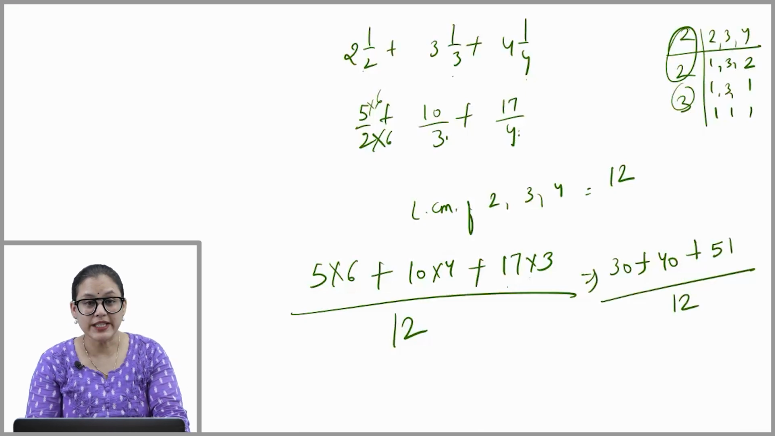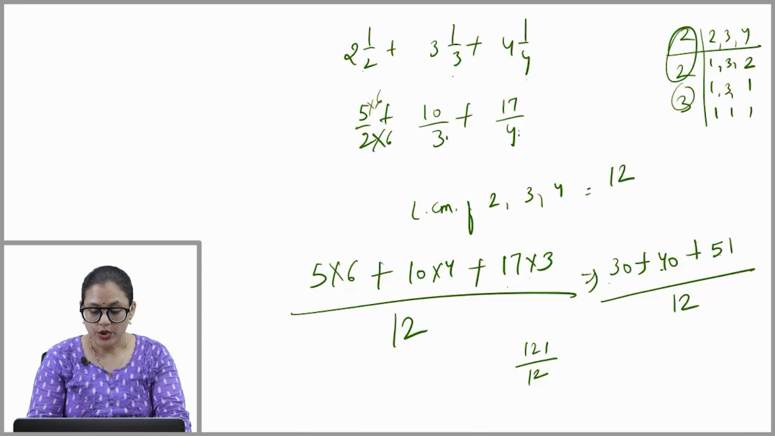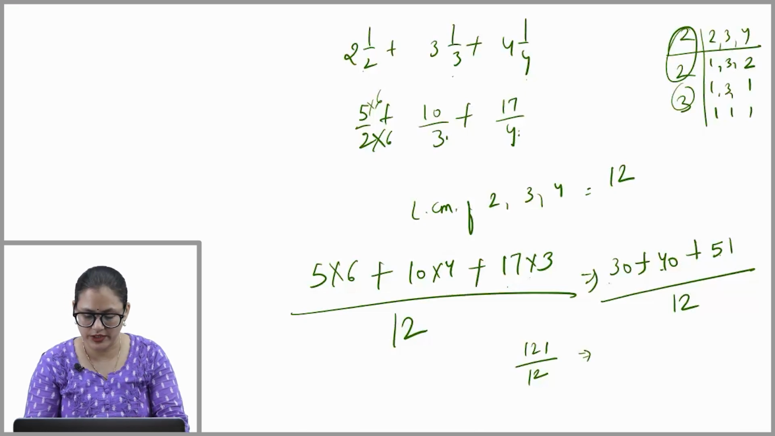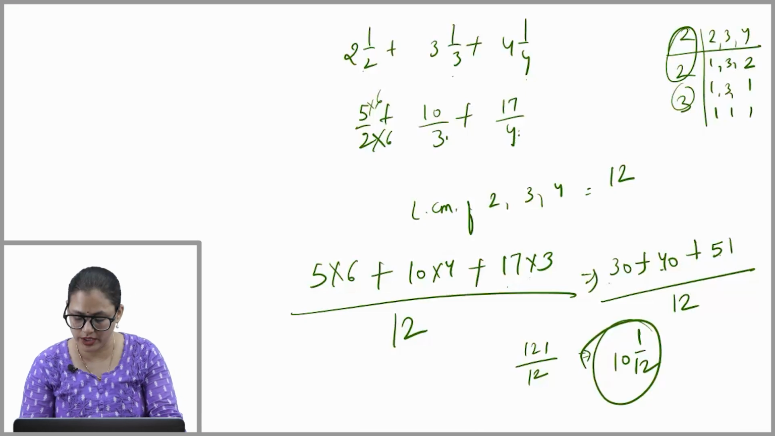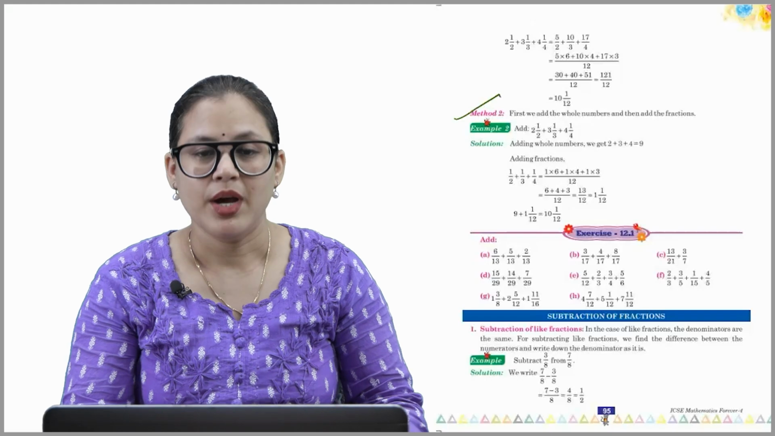Now we will add all these numbers. 30 plus 40, 70 plus 50, 120 plus 1 is 121 by 12. Okay. Now you can also convert this number into a mixed number. So you will get 10 whole 1 by 12. This is the answer. Okay. This was the first method, and what about method 2?